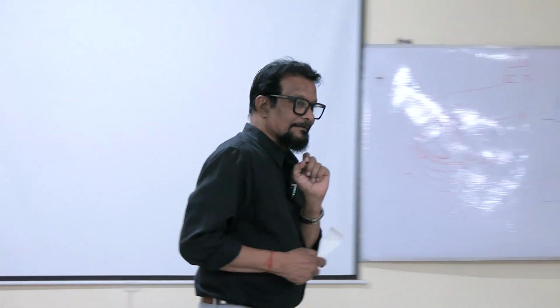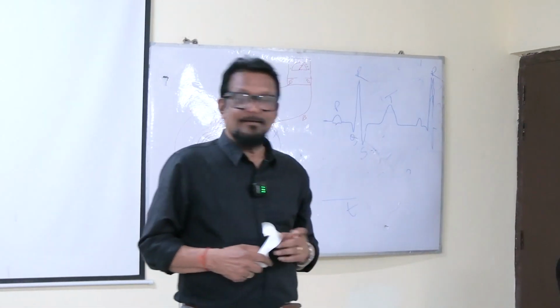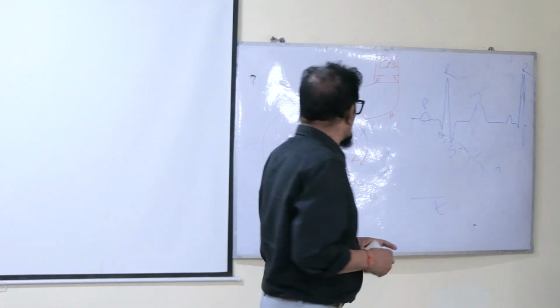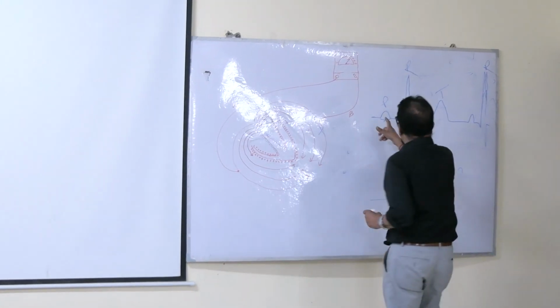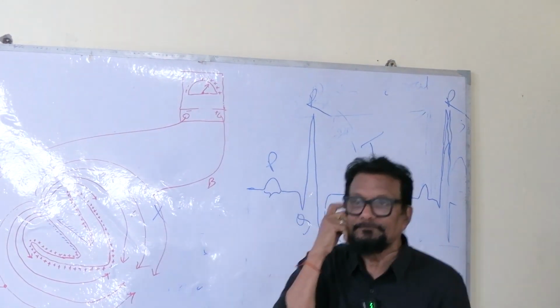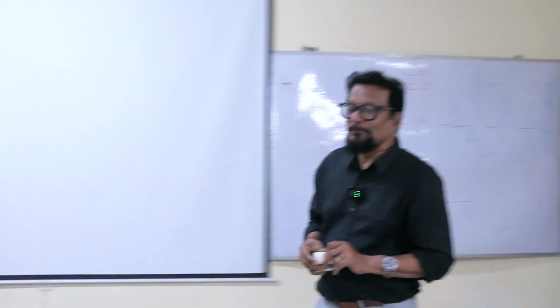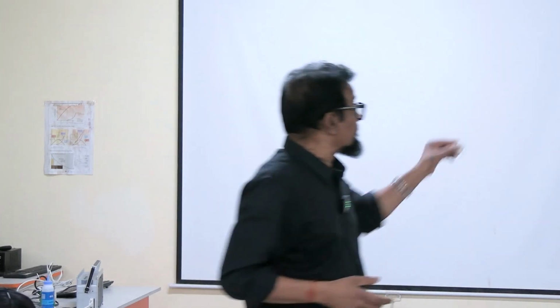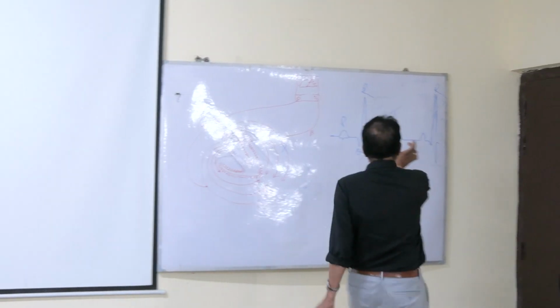So one small division, 1 millimeter, is equal to 0.04 second. Now, if you find this wave, beginning of this, end of it, takes 2.5 millimeter. What would be the duration of the P wave? 0.04 into 2.5 means 0.1 second. So this way you can determine the duration of this wave.